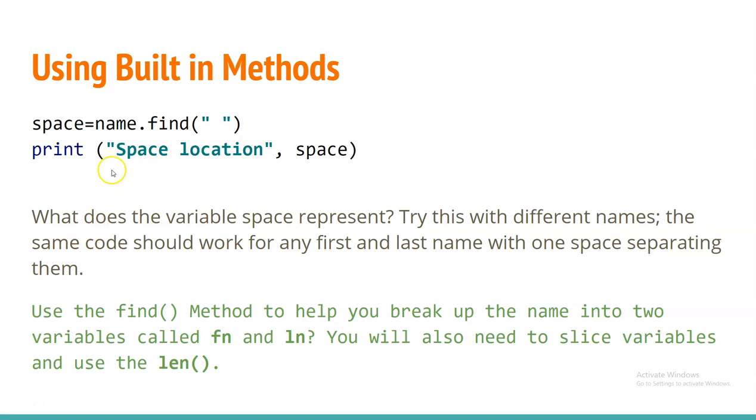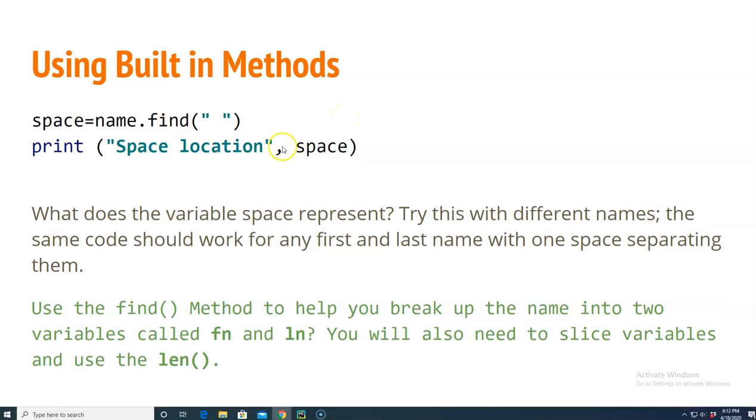The other one here is we can use the find function. And what find does is it will actually find a certain character that we're asking for. So in this one, I'm asking for the space. So I've got a quotation mark, a space, and then a quotation mark. And what this does is it actually tells me where the space is at.